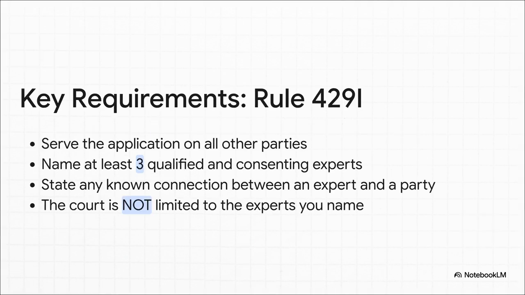Now, if you're going to make one of these applications, you have to follow Rule 429I precisely. First, you've got to serve your application on everybody else. You have to put forward at least 3 qualified experts who have already agreed to act. You also have a duty to tell the court about any connection between your proposed experts and the parties. And here's the real kicker. After all that work, the court is not bound by your list. They can pick someone else entirely.